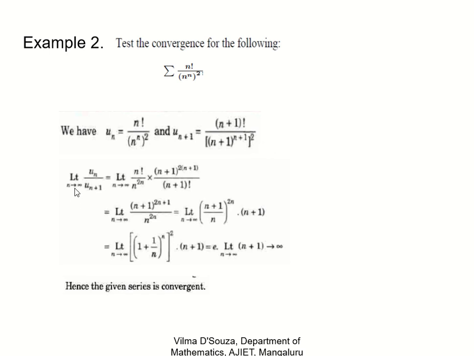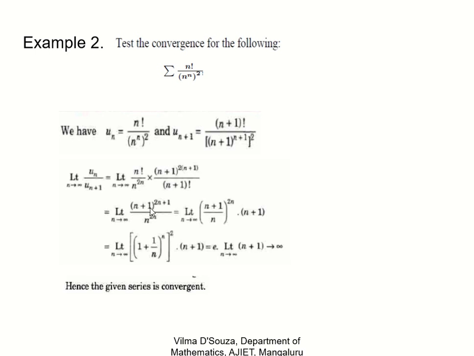So limit n tending to infinity un by un plus 1. Limit n tending to infinity n factorial by n raised to 2n into n plus 1 to the power 2 into n plus 1 divided by n plus 1. Right? Now this n factorial by n plus 1 factorial, n factorial by n plus 1 factorial is only 1 by n plus 1. So that n plus 1, n plus 1 get cancelled.